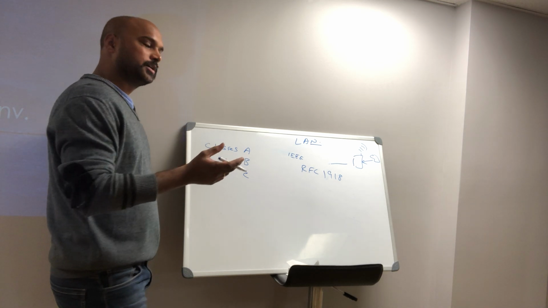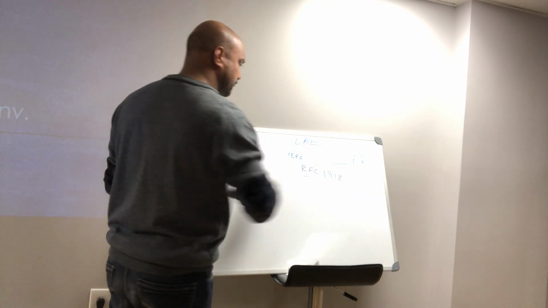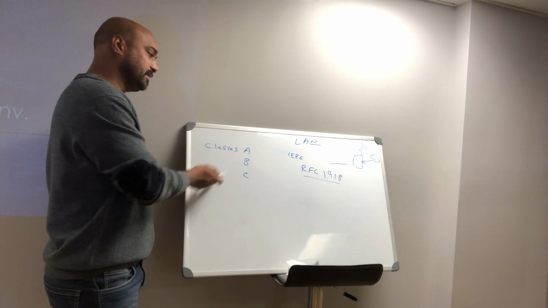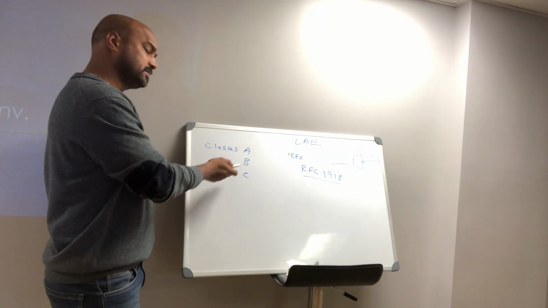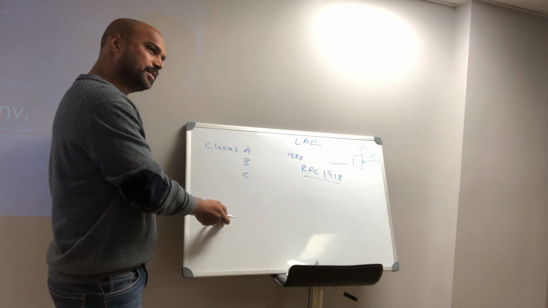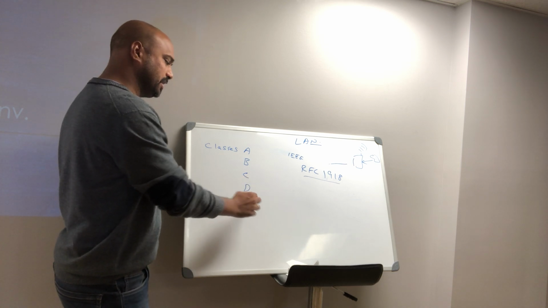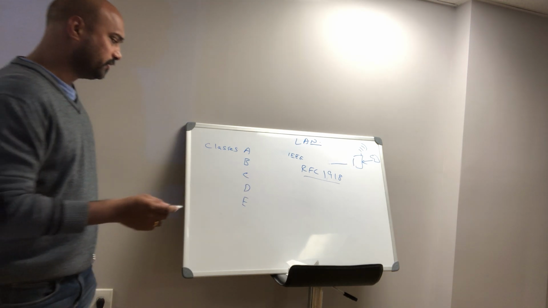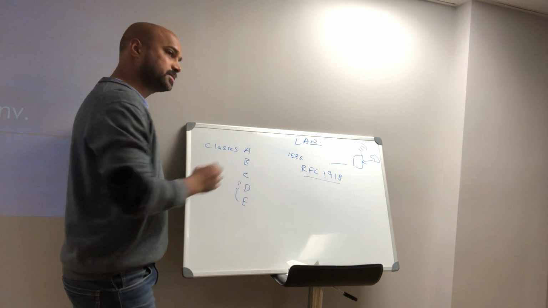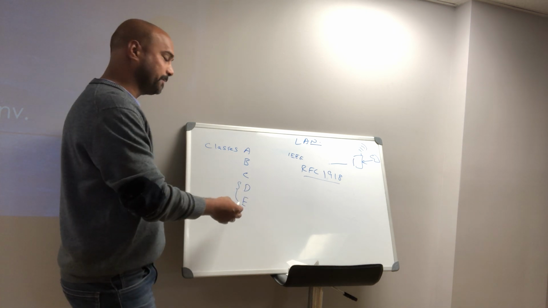It's a document. According to RFC 1918, IP addresses are classified as class A, B, C, and D and E as well. But we do not use D and E in our regular lives. They are only used for research purposes and educational purposes. We do not use them.